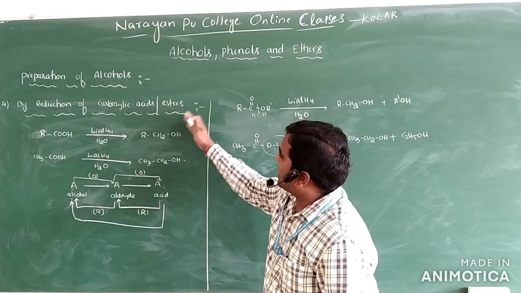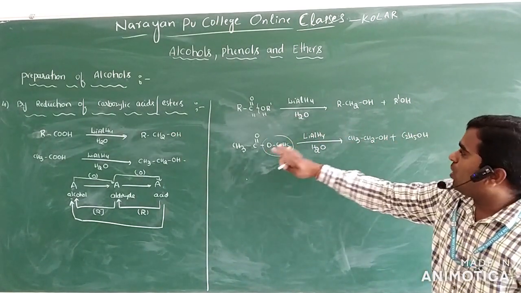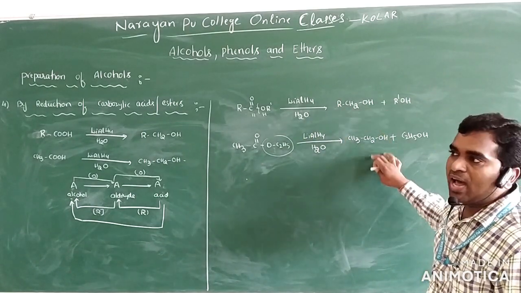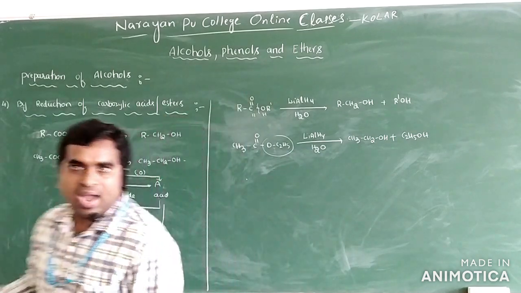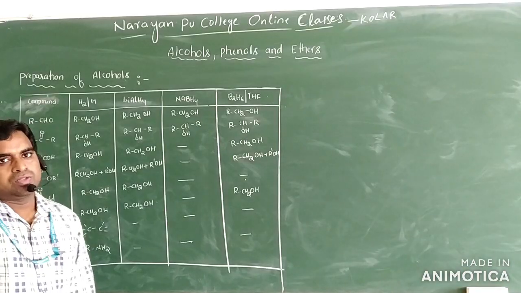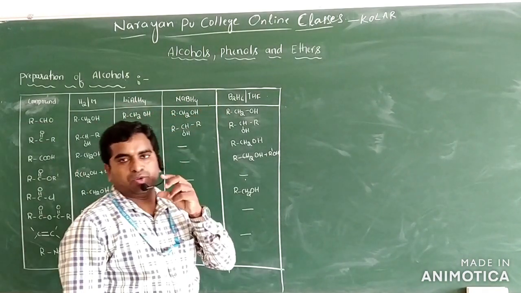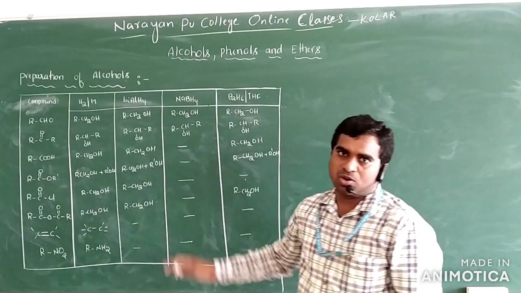So by reduction of acids and esters, you will get which compounds here? Alcohols as a final product. But in the ester, you will get a mixture of alcohols by the reduction with lithium aluminum hydride. So here, I have written 4 reducing agents. These reducing agents are very important for competitive examinations also.